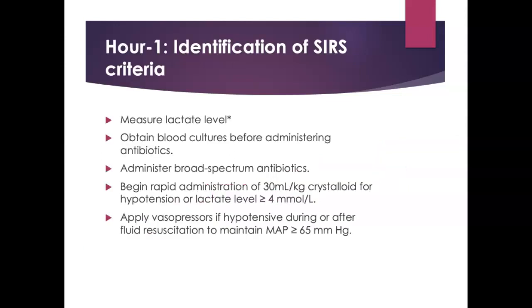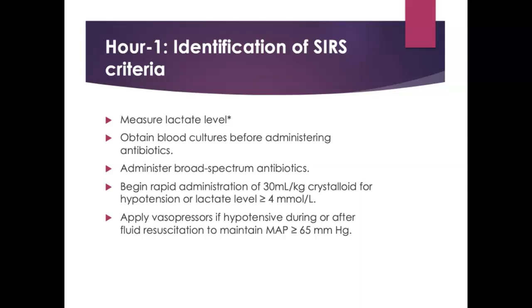So what are you going to start to do in the first hour of identification of an individual with this SIRS criteria? Well, one of the first things is you'll be measuring a lactate level because you want to see if we have moved from aerobic metabolism, which is normal, to anaerobic. If we see a rise in the lactate levels, we know that the supply and demand for oxygen is not compatible. Obtain blood cultures before administering antibiotics. So we want to start antibiotics right away, but we want to get those blood cultures first. You're going to administer broad spectrum antibiotics.